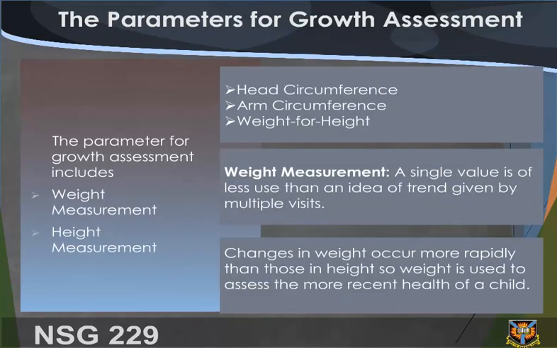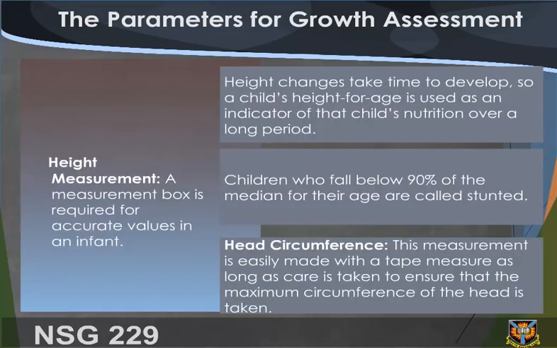The parameters for growth assessment. The parameters for growth assessment include weight measurement, height measurement, head circumference, arm circumference, and weight for height. Weight measurement. A single value is of less use than an idea of trend given by multiple visits. Changes in weight occur more rapidly than those in height, so weight is used to assess the more recent health of a child.